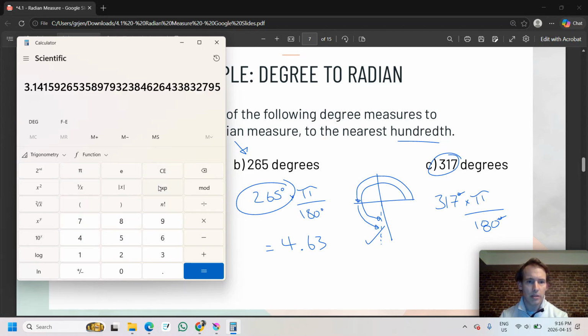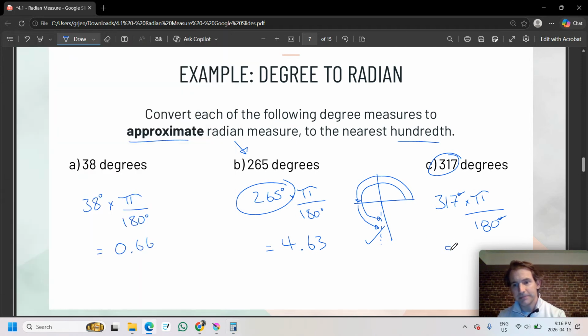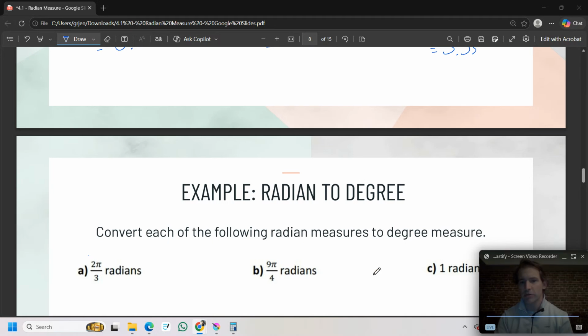I can't even use the calculator for this question. It's so challenging. 5.53. These are not my favorite questions of the whole world because they're boring. These are much more interesting.